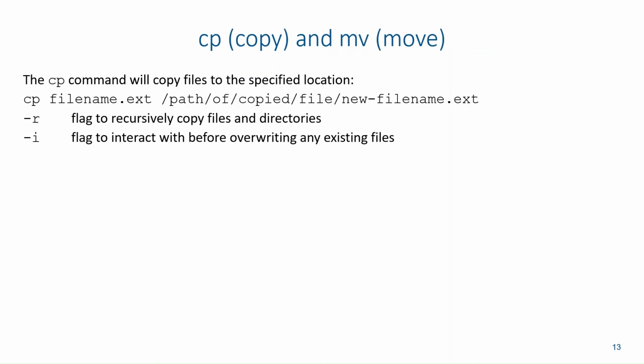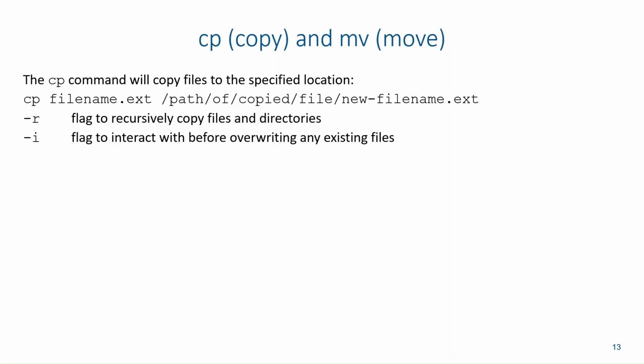The next commands that we'll teach you is how to copy and move files. To copy files, we use the cp command, and then the actual file that we're going to copy, filename.ext in this case, and then the path of where we are going to copy this file to. If you want to copy files and directories, you'll need to use the -r flag, and if you want to be prompted before overwriting existing files, you'll use the -i flag, otherwise it may just overwrite those files.